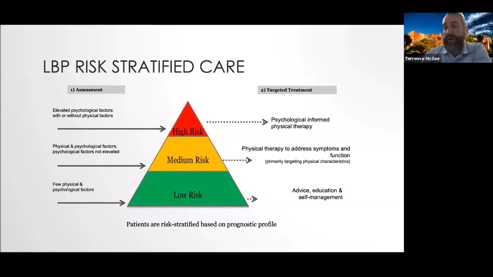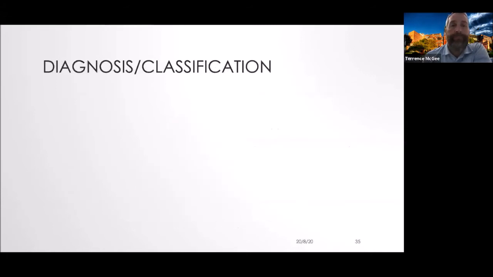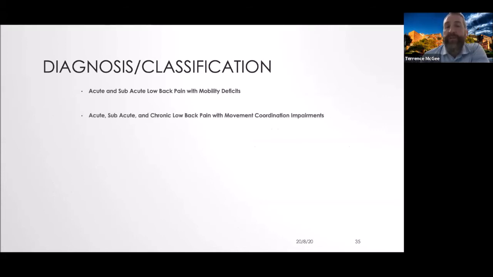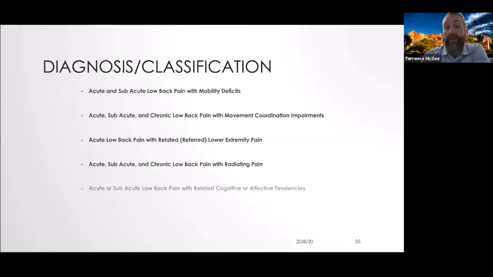And this risk stratification is done by utilizing the Keele STarT Back tool. And that's something that we have built into our EMR so that we can get that data right on day one when the patient logs or checks in. So from there, after I've done my history, what I'm trying to figure out is, are they somebody with mobility deficits, with motor coordination impairments? Do they have related or referred lower extremity pain, radiating pain, or related cognitive affective tendencies, or generalized pain?